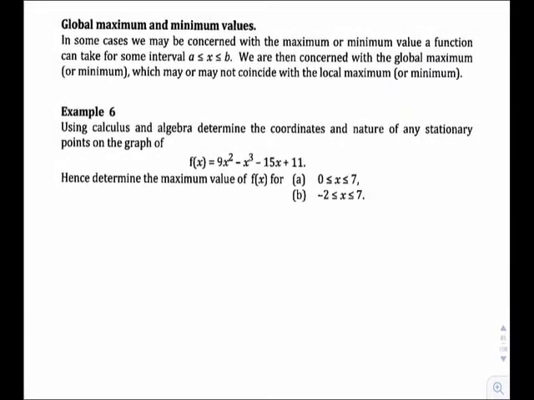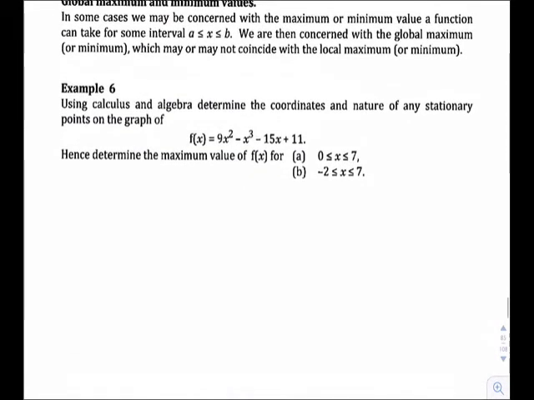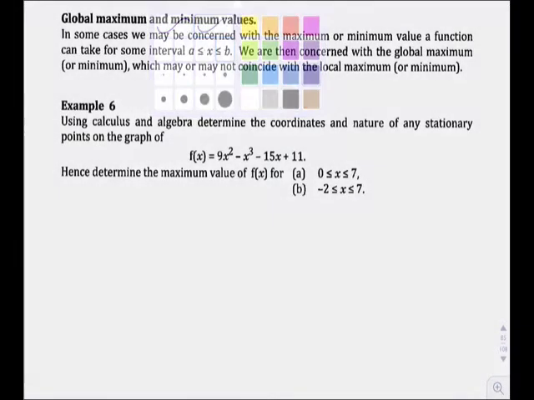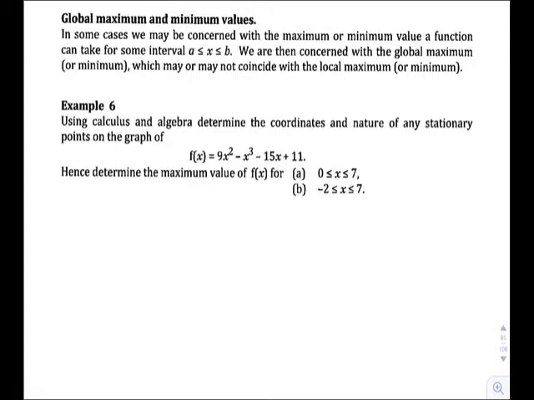Okay, let's just deal with that idea in this last question here. Use calculus and algebra to determine the coordinates and nature of any stationary points on that graph, hence determine the maximum value of f of x for x between 0 and 7 and between -2 and 7. Okay, so the basic part here is using calculus to find the stationary points.